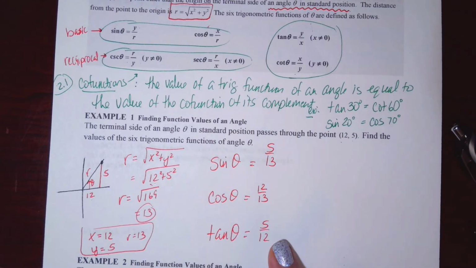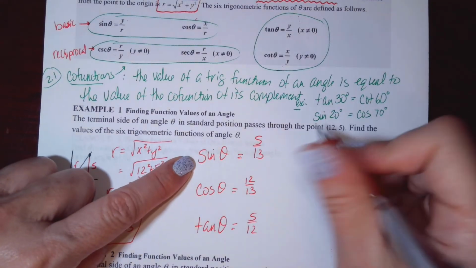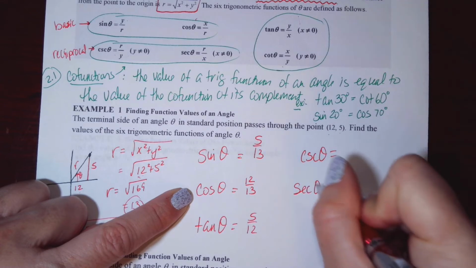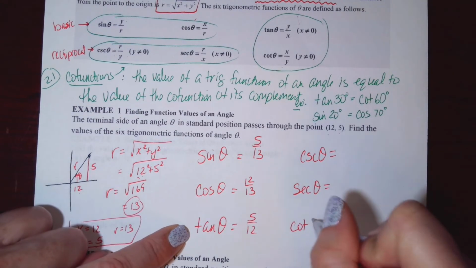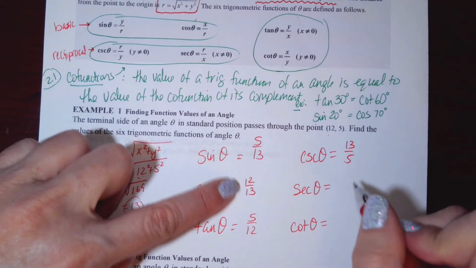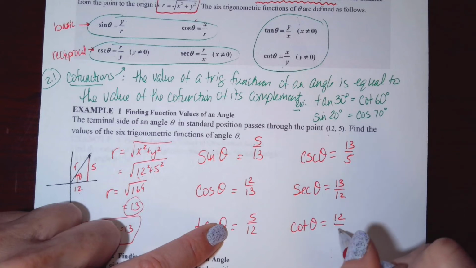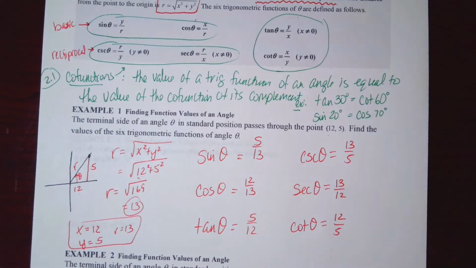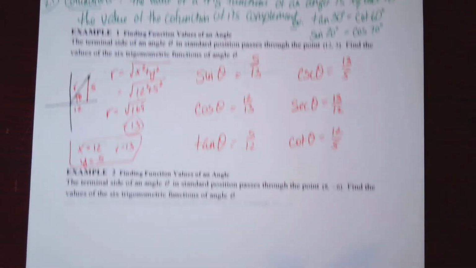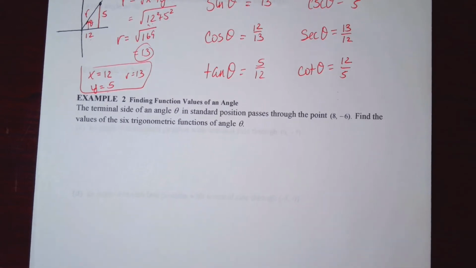Now once I've done those three basic trig functions, I just flip them over to get their reciprocals. The reciprocal of sine is cosecant, the reciprocal of cosine is secant, and the reciprocal of tangent is cotangent. So the reciprocal of 5/13 is 13/5, 12/13 becomes 13/12, and 5/12 becomes 12/5. And those are my 6 trig functions. We're going to keep them exact unless our instructions tell us otherwise. Okay, we're going to do one more like this.